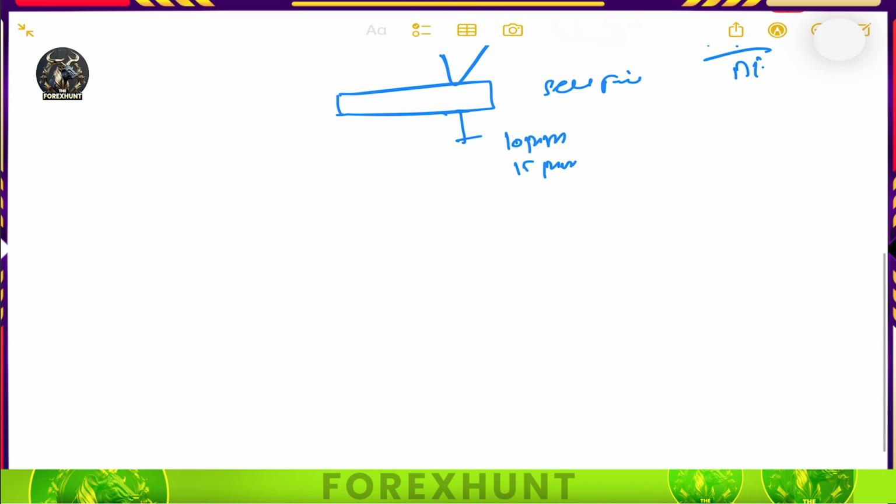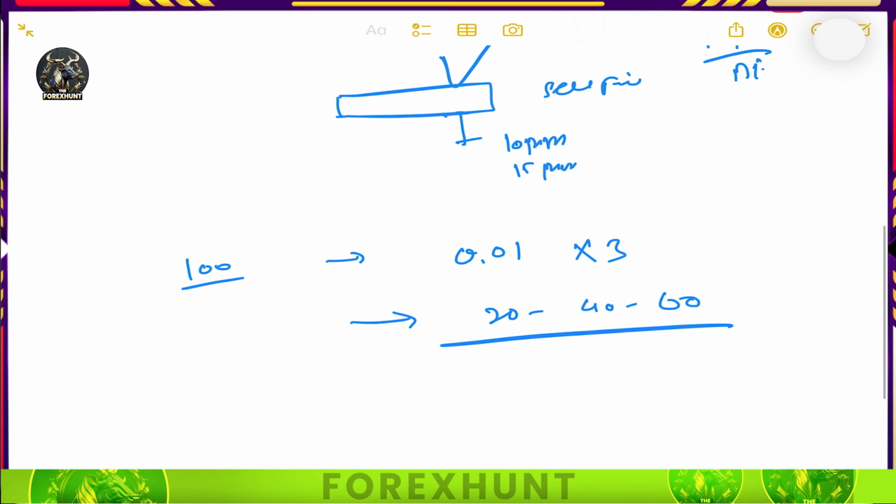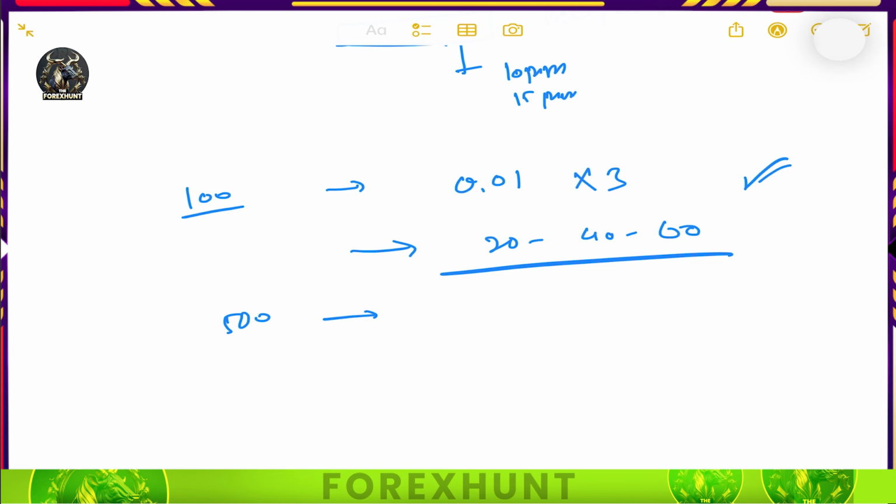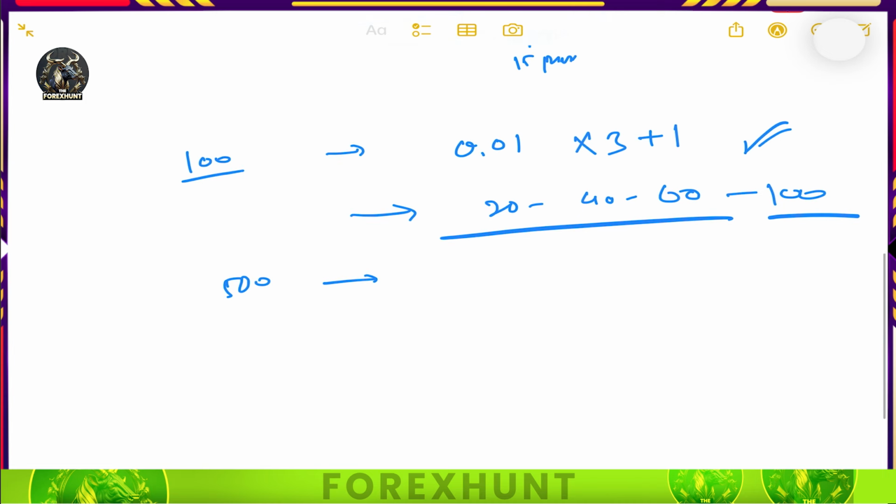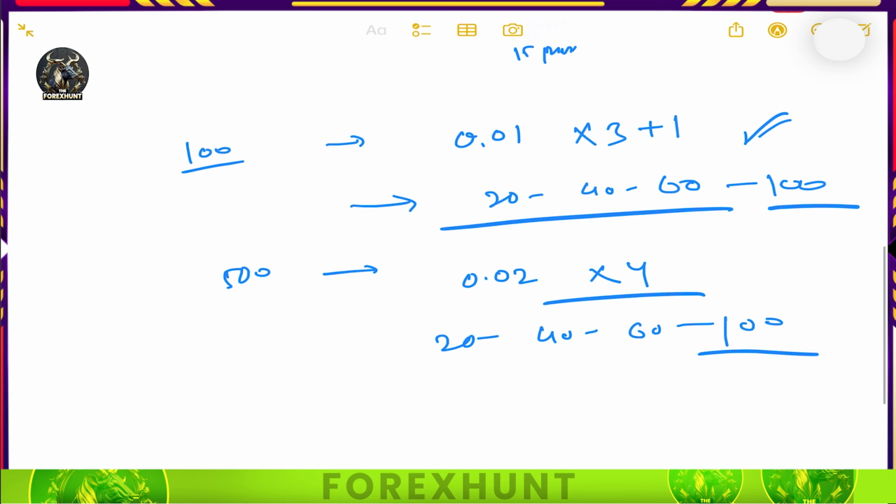For lot sizing, if you have a $100 account, simply go with 0.01, 3 entries, and your TPs will be 20, 40, 60. If you have more than 100, say 500, for example, up to 1500, you have to use the same concept, or you can add one more entry here and keep your last TP at 100 pips, which is easily accessible. If your equity is more than 500, simply 0.02, 4 entries, the same concept will be used: 20, 40, 60, 100. At 20 pips, you will break even all your positions immediately.